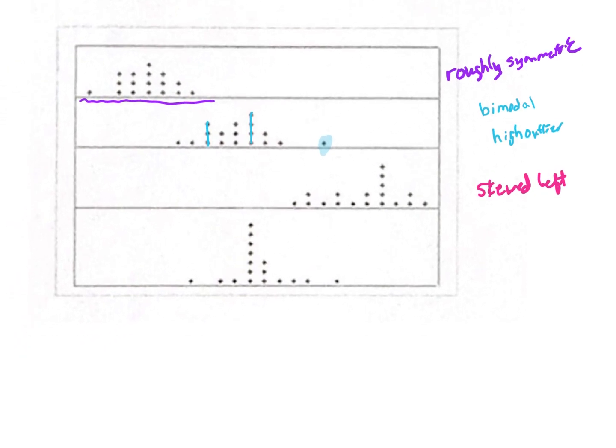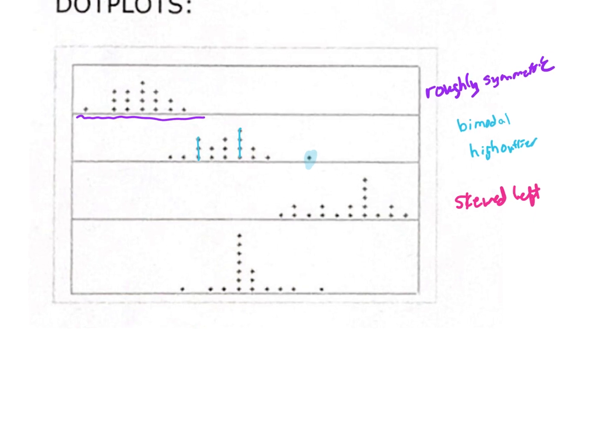And what would you say about this last one? Oh, pretty middle. Okay, it's roughly symmetric. Maybe has a possible outlier there, but roughly symmetric again. Symmetric, I'd be fine with you saying skewed right. I'd also be fine with you saying symmetric with a high outlier.